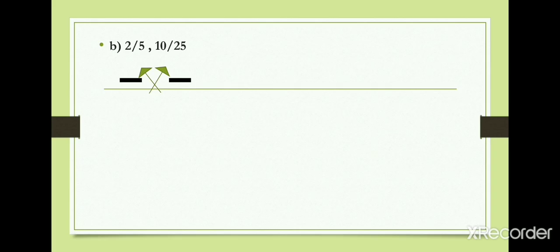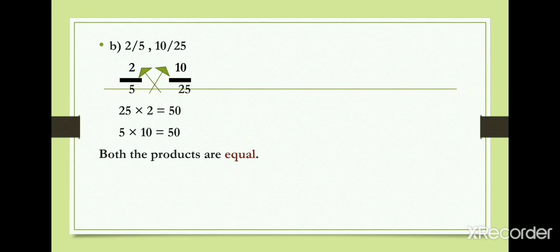Now, let's check another two fractions. The given fractions are 2 by 5 and 10 by 25. First, write the given fractions and put the cross symbol. Then, multiply 25 into 2, which is equal to 50. Then, 5 into 10, which is also equal to 50. Both the products are equal. So, 2 by 5 and 10 by 25 are equivalent fractions.